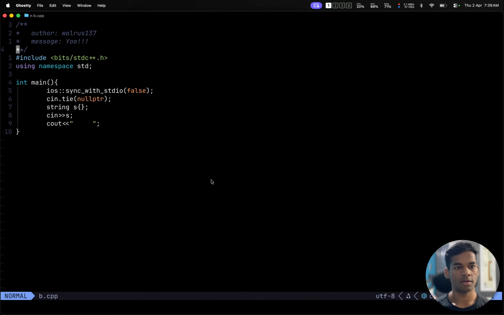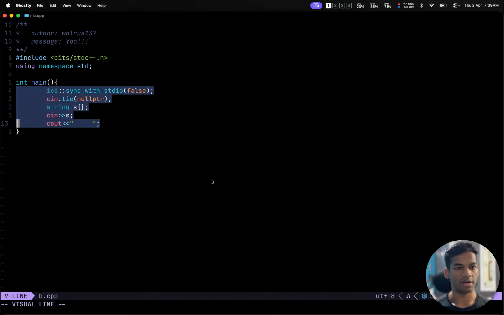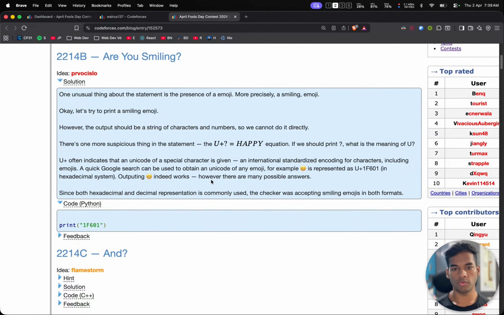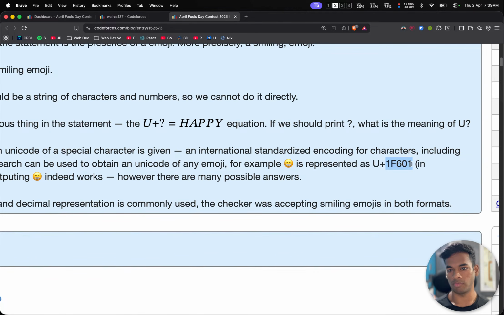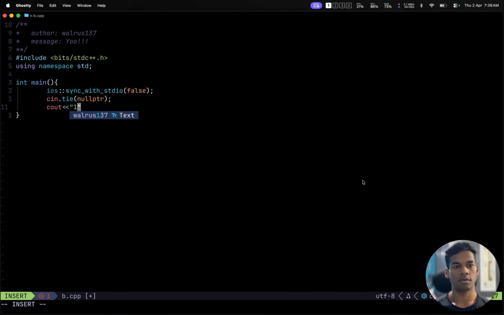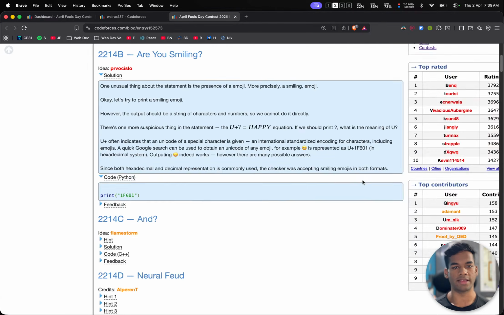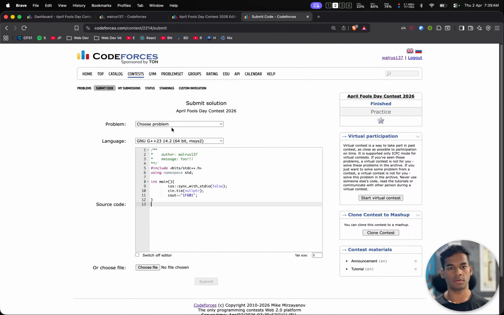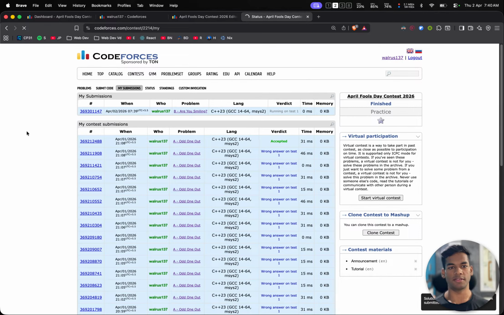B.cpp. Yeah, my tree sitter is broken somehow. See out, the Unicode for this emoji is 1F601. 1F601. So I guess this should work for B. Accepted. That is crazy.